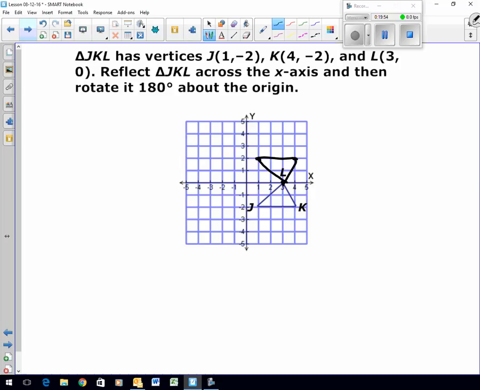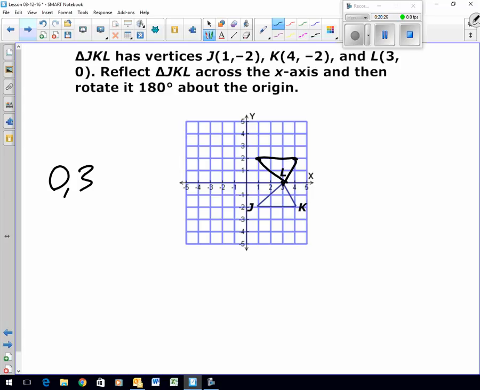So you flip this triangle across the x-axis, right? Flip it to a reflection. Now let's see how it is. Rotate 180 degrees about the origin. Come on, DJ. Write down the new coordinates for J, K, and L. These are the three right lines.